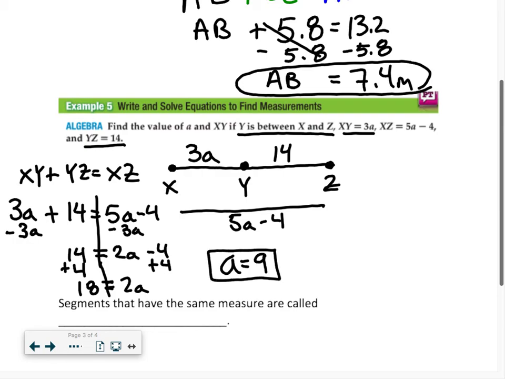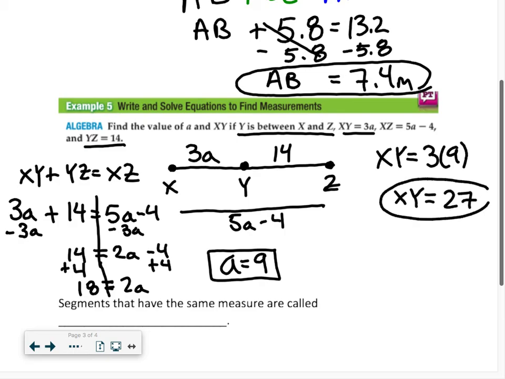We were asked to find a and XY, so now we just have to plug in. We were told XY is 3 times a. So XY is 3 times 9, which is 27. Alright.